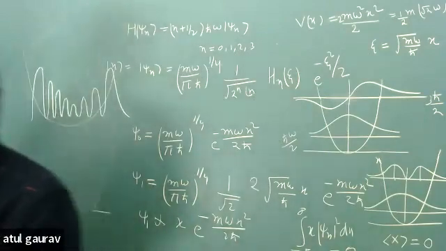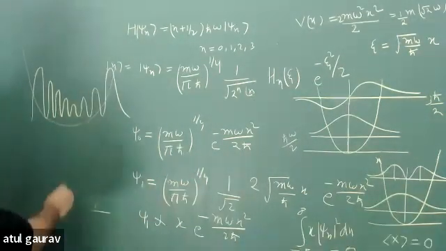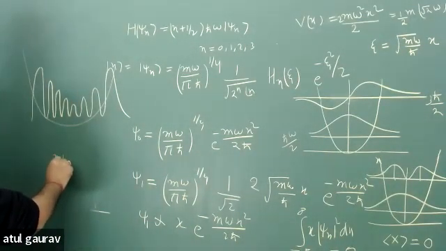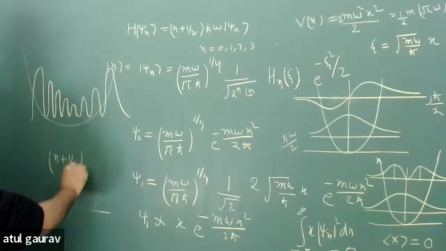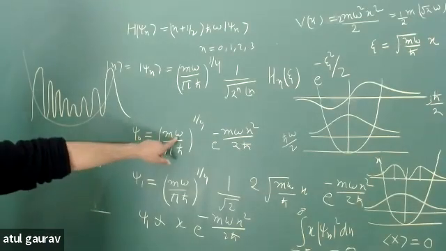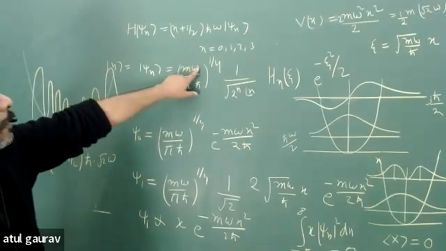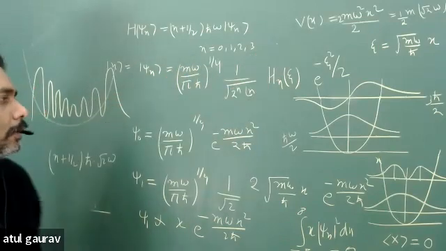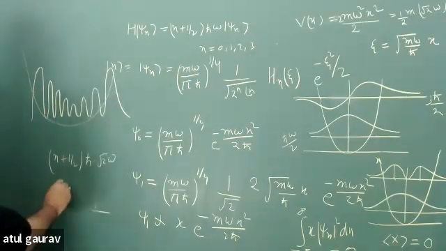Energy eigenvalue क्या हो जाएगा? बताइए। n plus half h cut into root 2 omega. Root 2 omega. Very good. And here you will replace omega with root 2 omega, and everything is going to change. What will be the ground state energy?